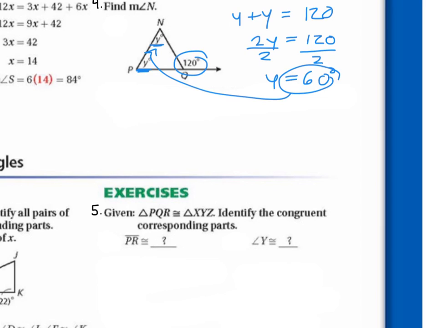Okay, number 5. Given triangle PQR is congruent to triangle XYZ, identify the congruent corresponding parts. So we have PR is going to be congruent to what? XZ, perfect. And next we have angle Y is congruent to what? Angle Q.